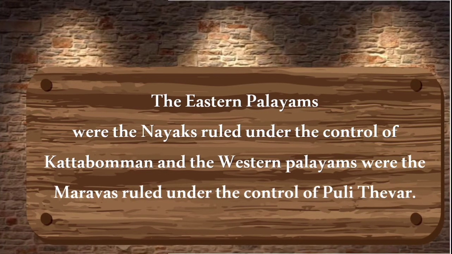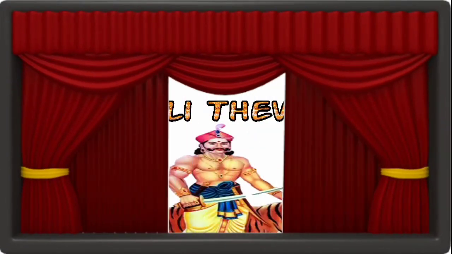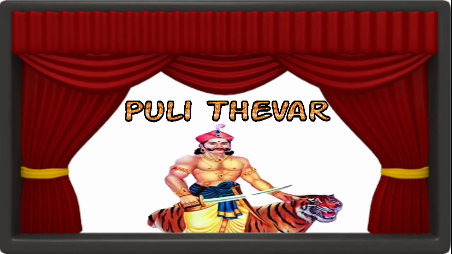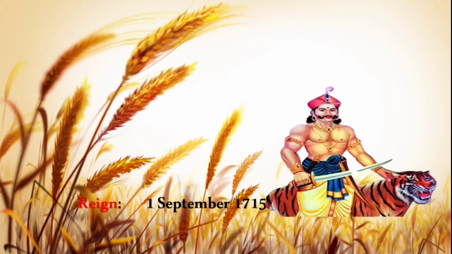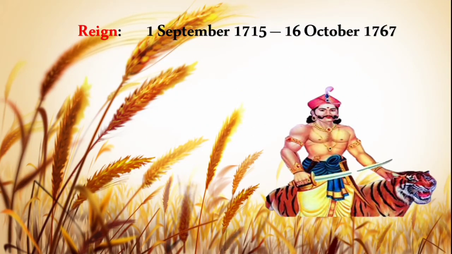Now let's see the first Palayakarar, Pulidevar. He was the first Palayakarar to resist against the British government, that is, he revolted against the British government. His reign was from 1st September 1715 to 16th October 1767.